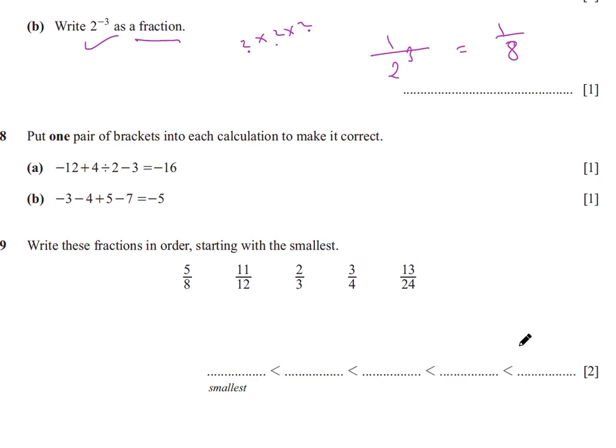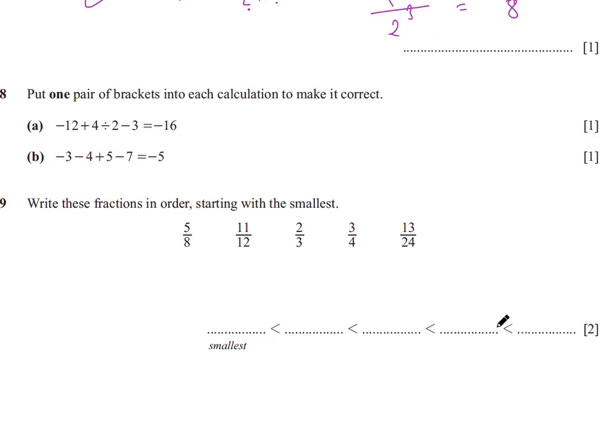Question number 8 is given here. Put one pair of brackets into each calculation to make it correct. Negative 12 plus 4 divided by 2 minus 3 is equal to negative 16, as given.